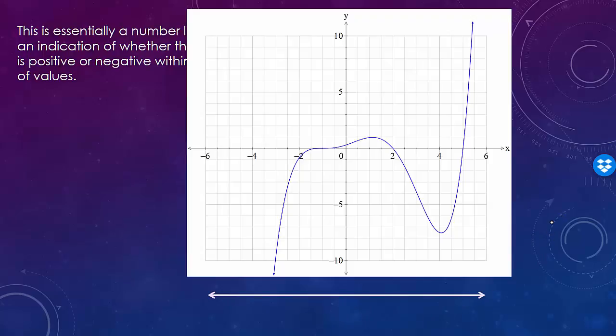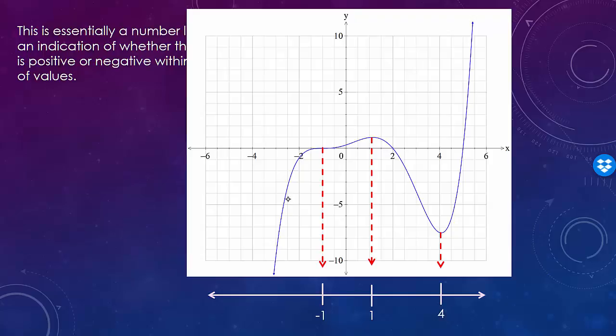Let's identify any stationary points. So we can see there's one here. That's a point of inflection. Make a mark on the line here. That's at -1. Then here at 1, we have a local maximum. And then over here at 4, we have a local minimum.